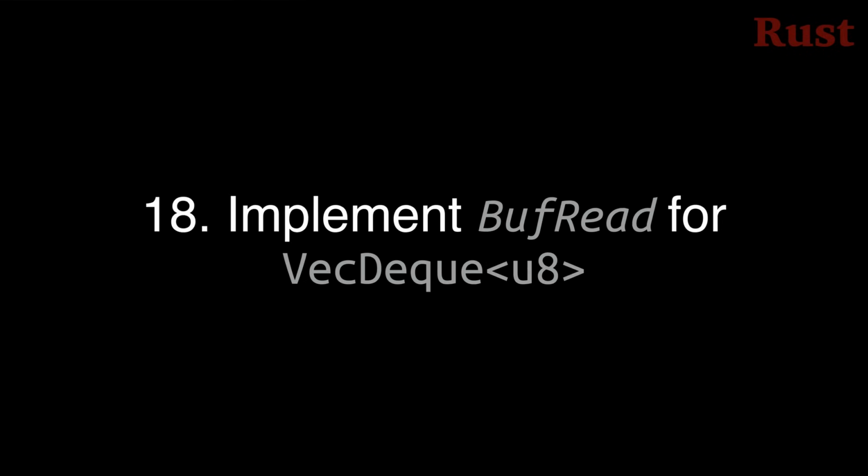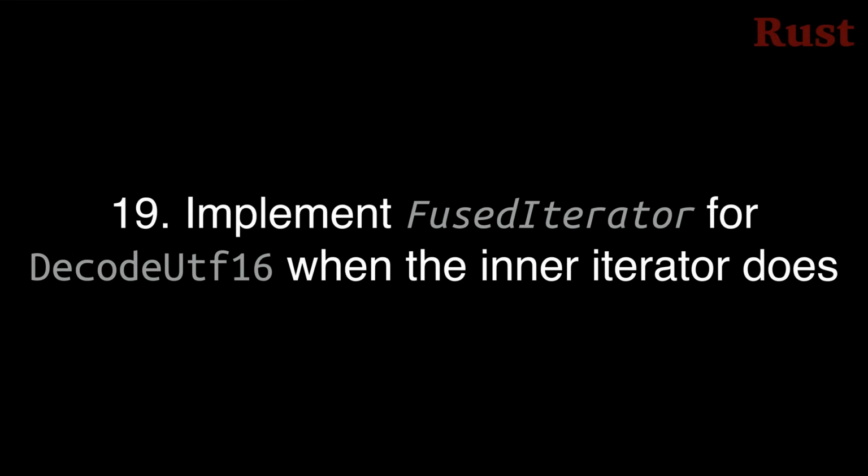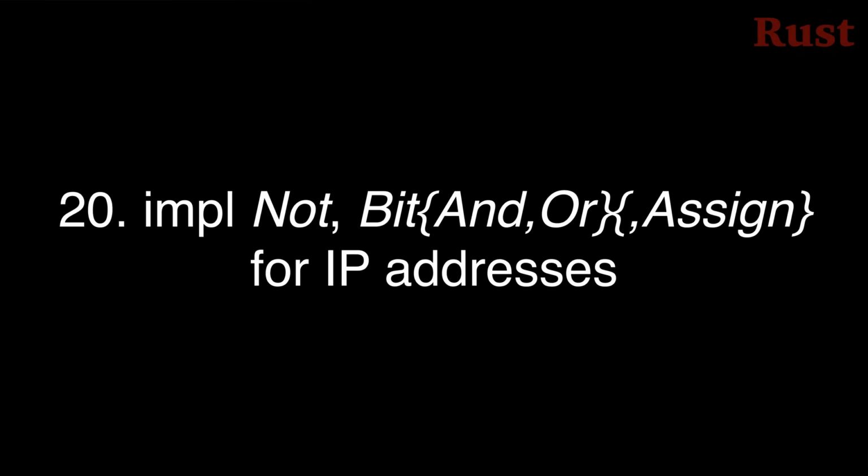Number 18. The BufRead trait is now implemented for VecDeque<u8>, which is a double-ended vector of bytes. The DecodeUtf16 iterator now automatically implements the FusedIterator trait when the iterator it is wrapping implements the FusedIterator trait. A FusedIterator is an iterator whose next method continues to return None forever after it has returned None once, instead of potentially resuming. Number 20.